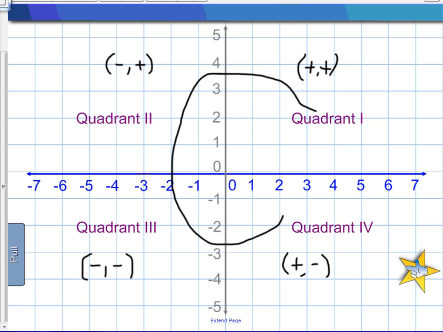So this is everything you need to know about plotting points and the parts of a coordinate plane.